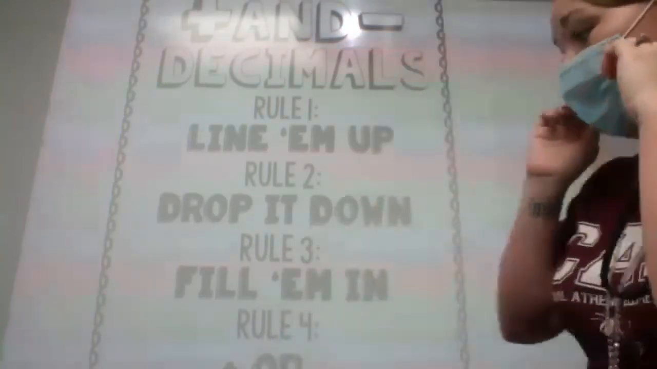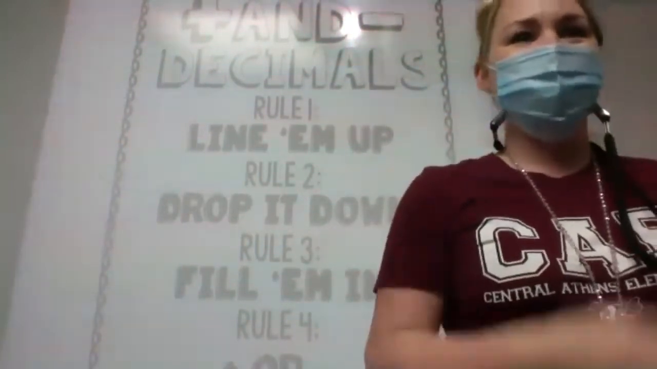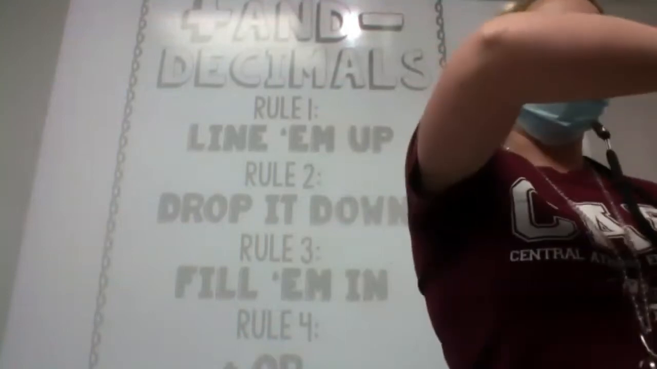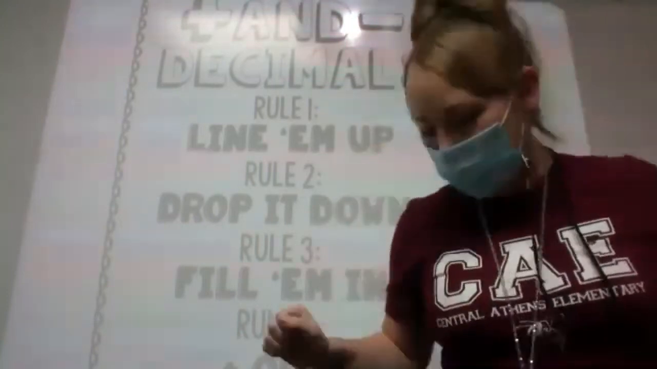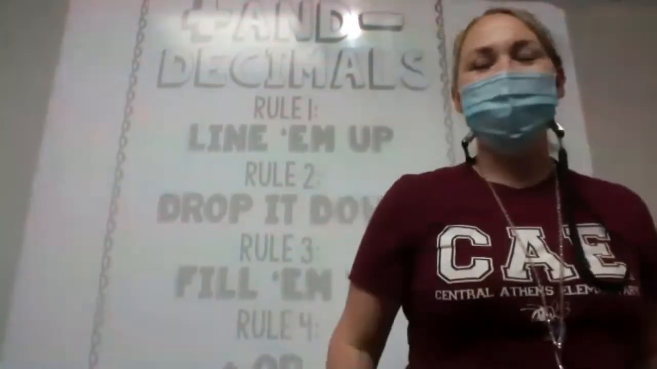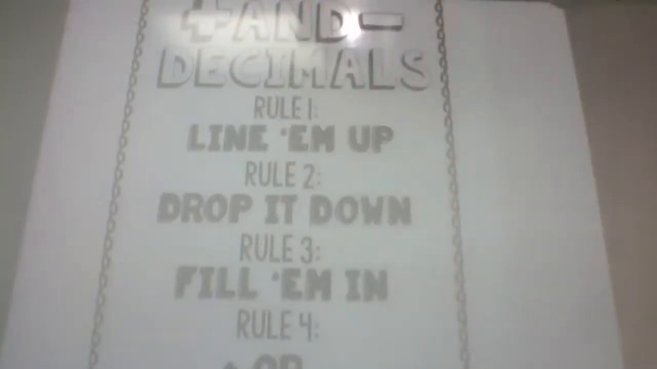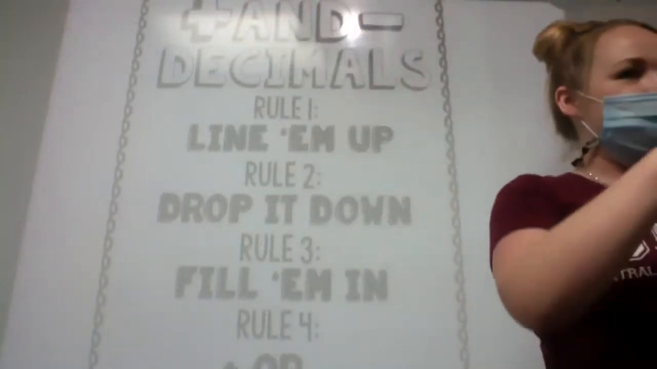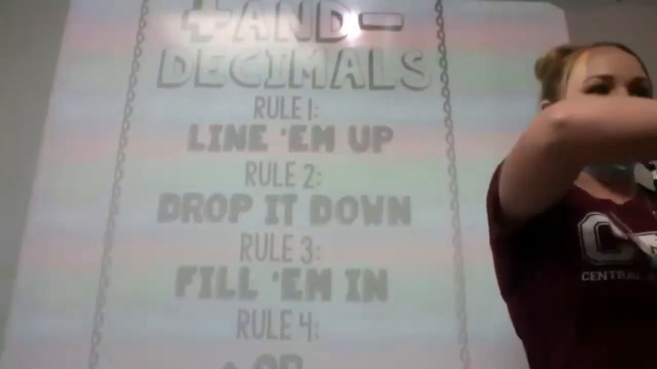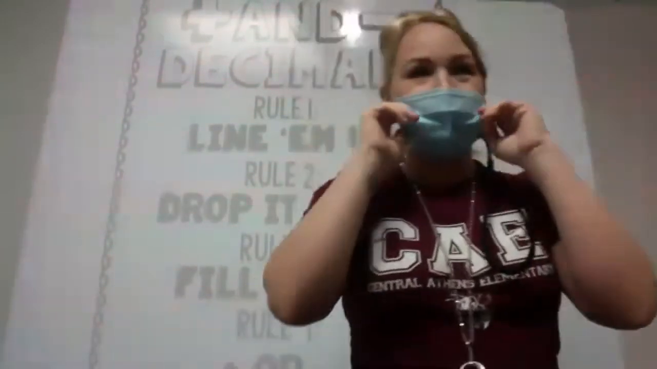Okay, and then last one is add or subtract. What's the easy way to show that? Add or subtract. Okay. Let's practice it. Let's do it all together, okay? So rule one, let's line them up. Let's drop it down. Let's fill them in. Let's add or subtract. Okay, you want to do it one more time? It's kind of fun. Let's do it one more time.